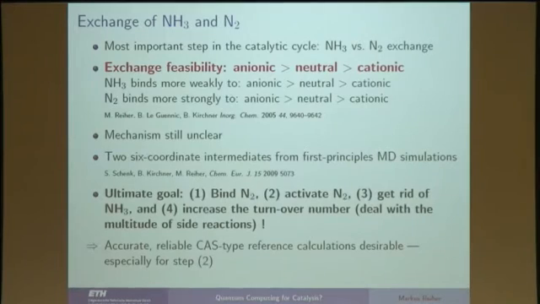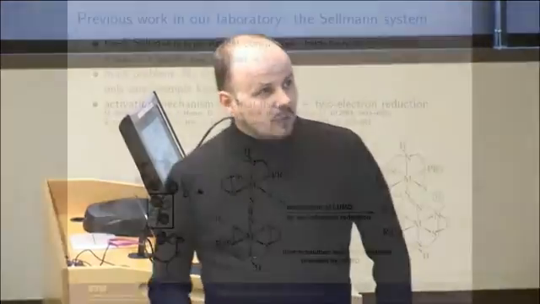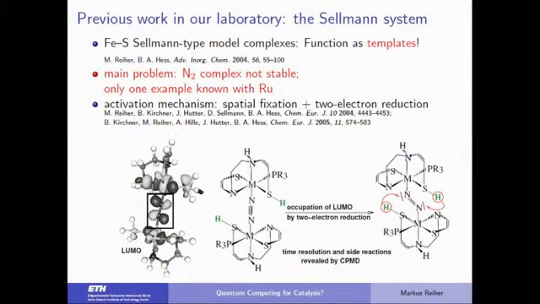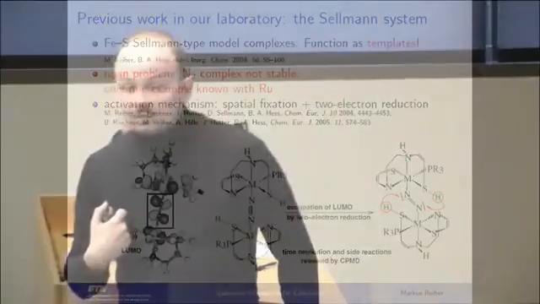So in this kind of chemistry, there are only 4 essential steps which must be accomplished by a catalyst. You need to be able to bind dinitrogen, then you need to activate it, meaning you need to transfer the first electron, the first proton onto it. The rest is energetically downhill, you can forget about it. You need to get rid of the final ammonia molecule which is formed, and you need to increase the turnover number. So you need to deal with a huge amount of side reactions. And especially for the second step, a quantum computer could be helpful, because that is a step which involves electron and proton transfer, and it's very hard to model that within DFT.